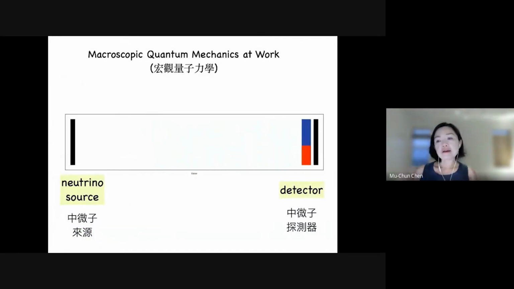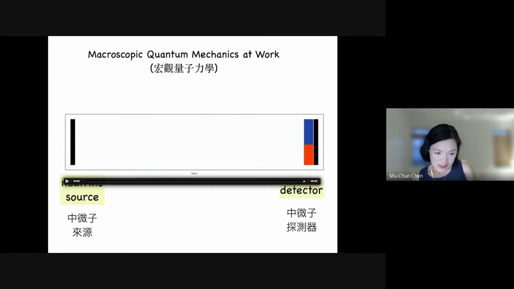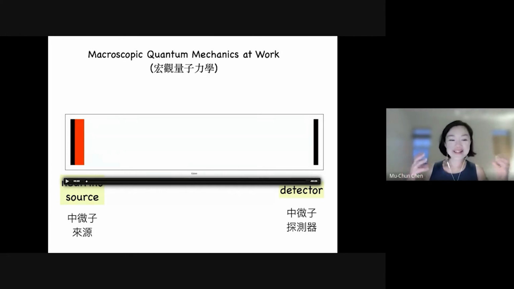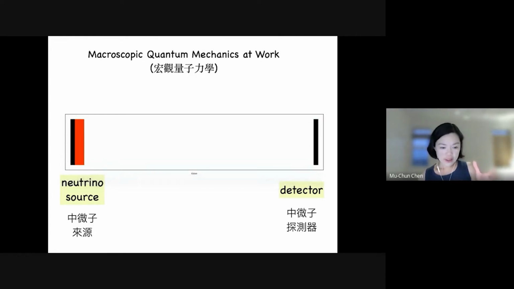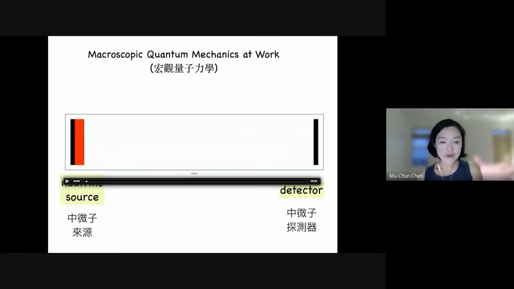So this phenomenon of neutrino oscillation turns out to be quantum mechanics at work at a macroscopic scale. So the way it works is at the neutrino source. Let's see whether I can slow this down. At the neutrino source, only one flavor of neutrino gets produced, right? So let's say this is a muon neutrino, or say a neutrino of the strawberry flavor, right? So it's all red. So this is the neutrino source, 中微子 the 来源, the source.